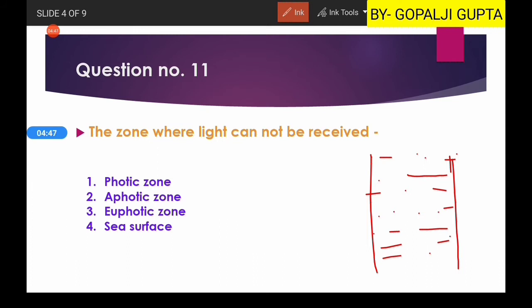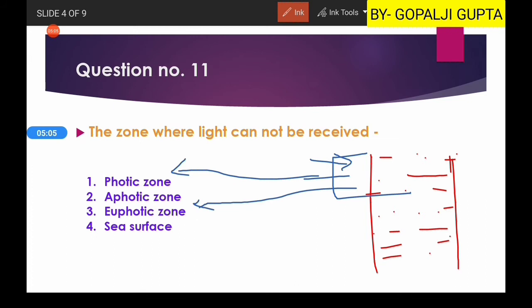So there are upper areas where we have the direct solar radiation causing the warming of the ocean. This area where light can be received is known as your photic zone. Another term used for the same area is euphotic zone. So photic and euphotic zone both are related to the same area having the areas where light can be received.